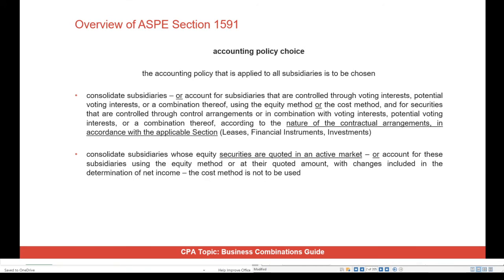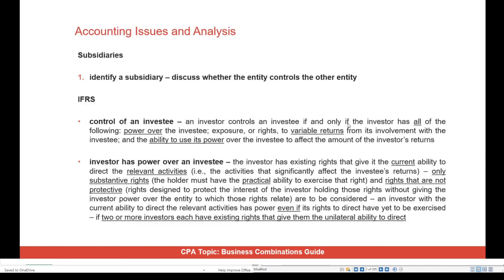Accounting policy choice. The accounting policy that is applied to all subsidiaries is to be chosen: either consolidate subsidiaries, or account for subsidiaries that are controlled through voting interest, and then consolidate subsidiaries whose equity securities are quoted in an active market. This part, I would suggest you de-emphasize in terms of what you need to know here.